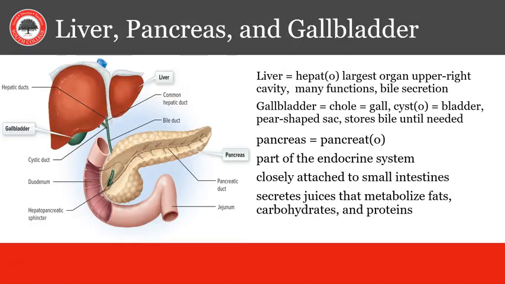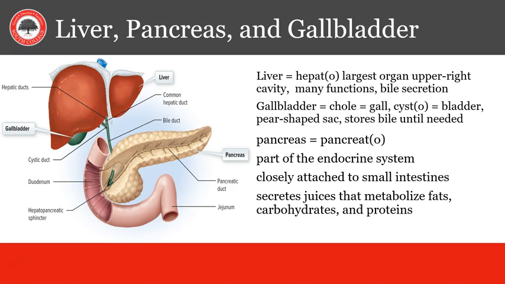As mentioned earlier, there are accessory organs to the digestive system. The liver is vital for filtering out toxins from our blood. It also secretes bile, which helps with the digestion of fats. Remember, hepato refers to the liver. The gallbladder is below the liver and is a reservoir for bile. This is so if we have a large fatty meal, then there will be plenty of bile to digest it.